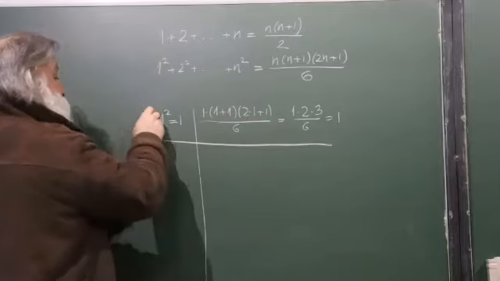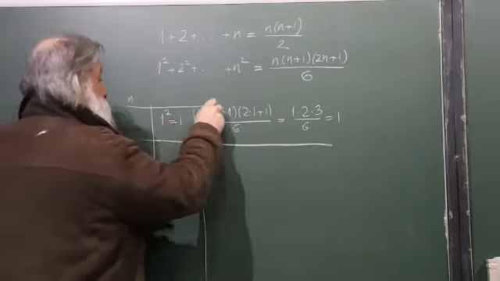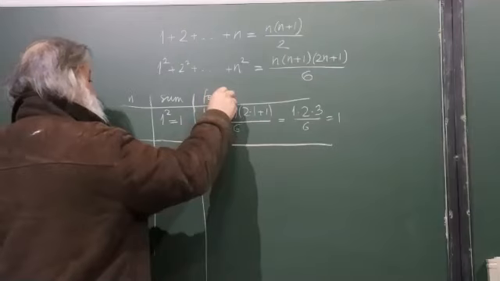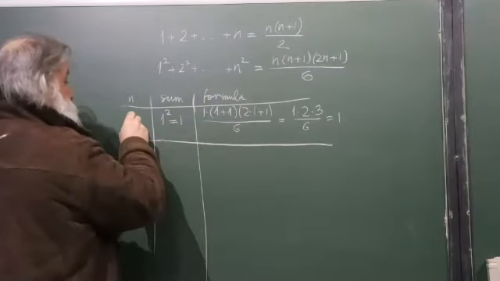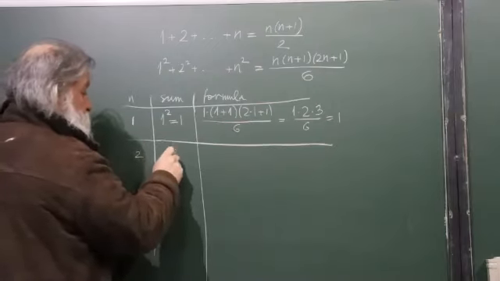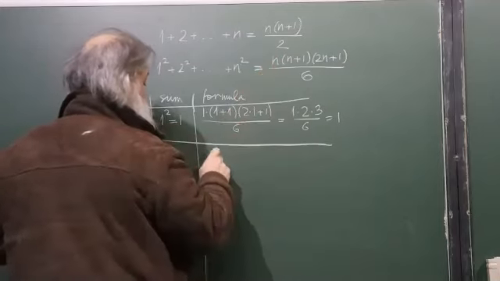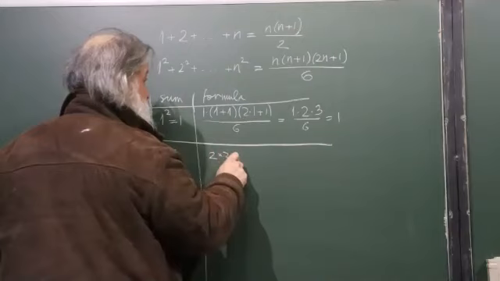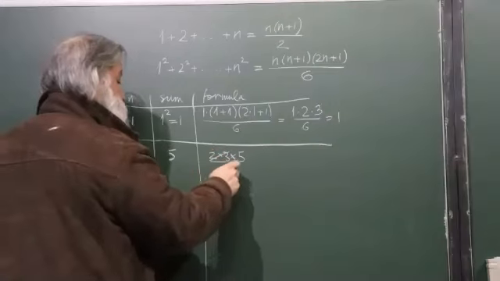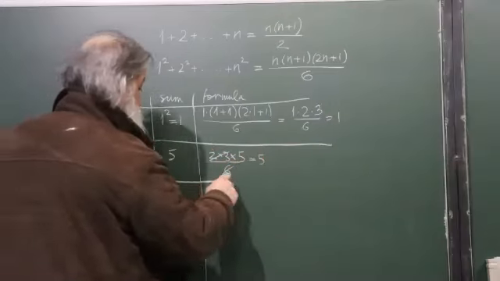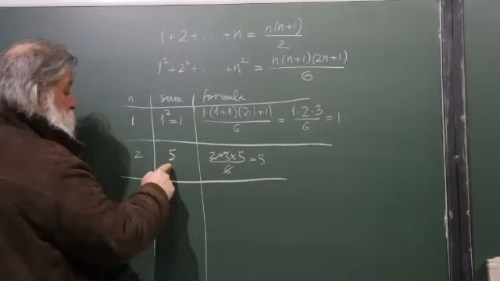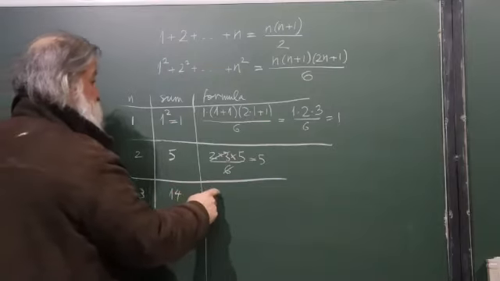For n equal to 2. So for n equal to 1, they are the same. For n equal to 2, you get 1 square plus 2 square. So you have 1 plus 4, 5. For n equal to 2, you get here 2 times 3 times 5 over 6. 2 times 3 is 6. They simplify, you get 5. It's also so. For n equal to 3, you have to add 3 square to this. 5 plus 9, 14. Let's see what we find here.